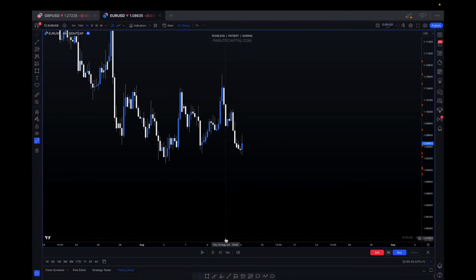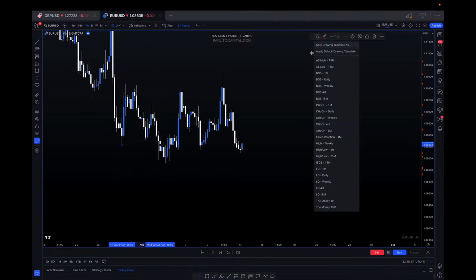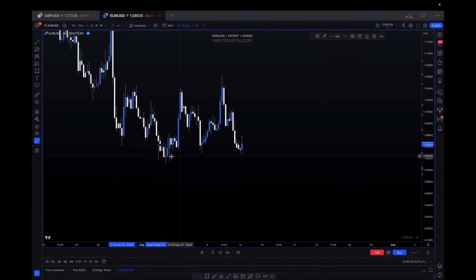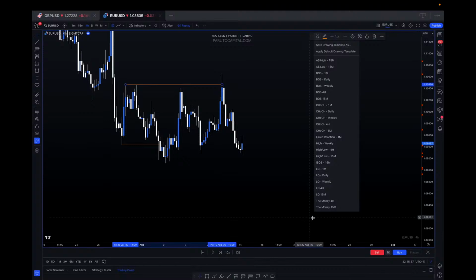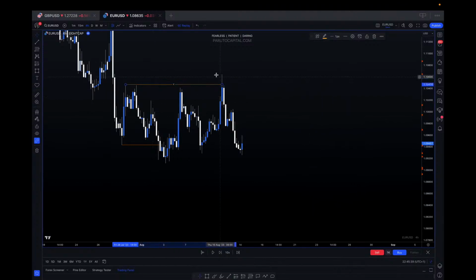So let's draw out the 4-hour structure here. Clearly we have a break of structure to the downside. Okay, and then what do we have? You can see here there's a sweep of liquidity. Price failed to close above the previous high, essentially. So we have that, and the price seems to be pushing down. So we know that this is the low since price failed to take out this high, so we expect the price to return and take out this low.